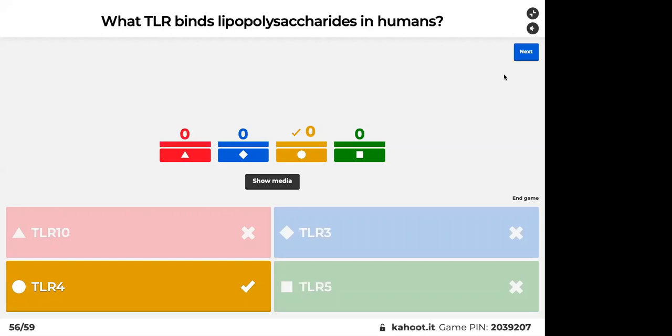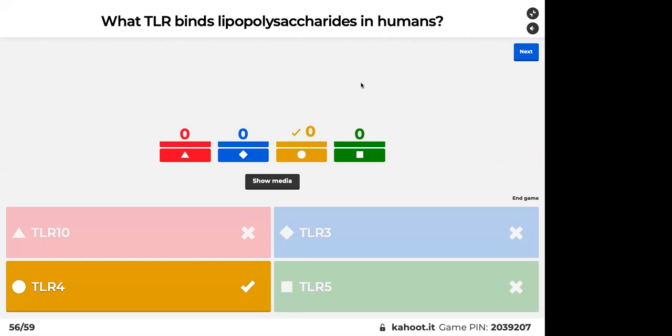Pathogen-associated molecular patterns are structures that are vital for the survival of pathogens, and only the innate cells in our immune system recognize these patterns through pattern recognition receptors. So when the PRRs are expressed, then phagocytosis is triggered. And TLRs are of course a type of PRR, and there are 10 TLRs in humans.